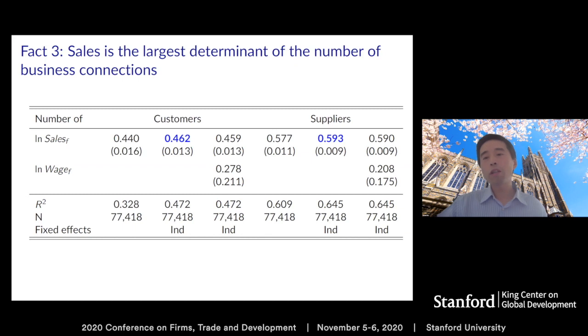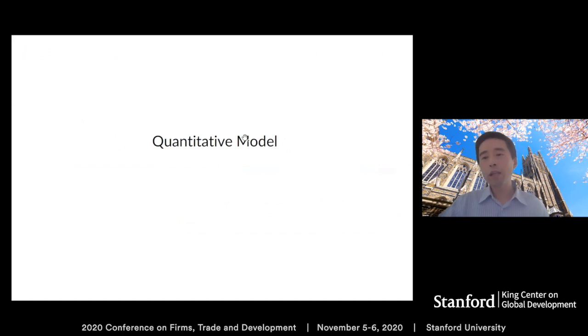The log-linear relationship also shows that these coefficients are strictly smaller than one. So despite the number of customers and suppliers increasing with your own size, it's way less than proportional. Bear this in mind, because later when we go to the model, we can interpret this coefficient as the search costs that the firm will have to incur to acquire new relationships. So these are the end of the empirical facts.